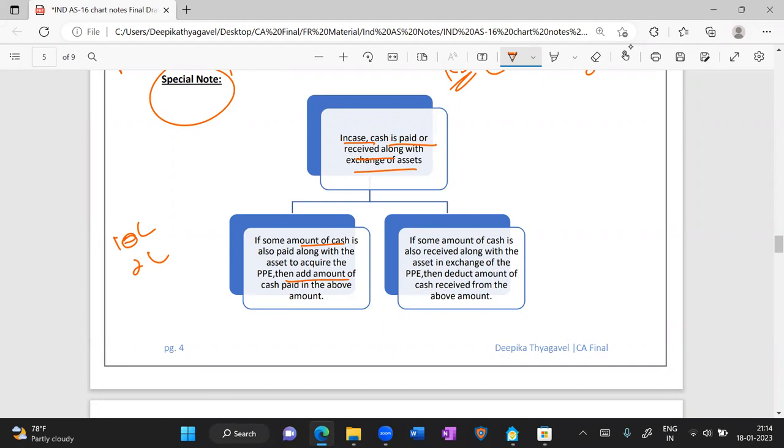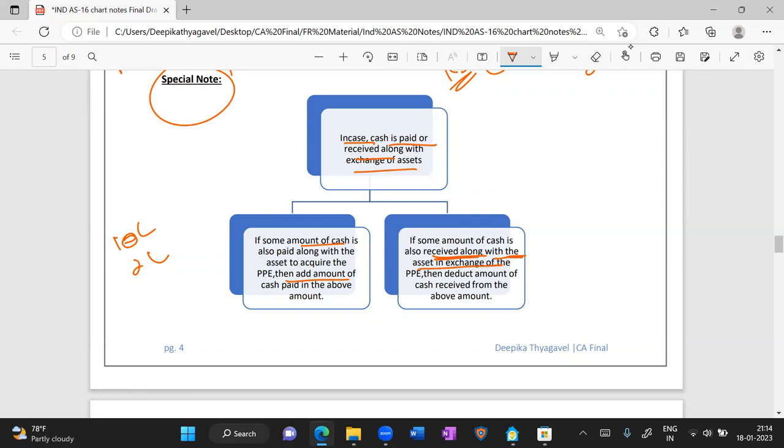Right? So this cash amount should also be added to the asset. Similarly, if you have received an asset along with some cash, in that case, that particular cash will be deducted to arrive at the amount.